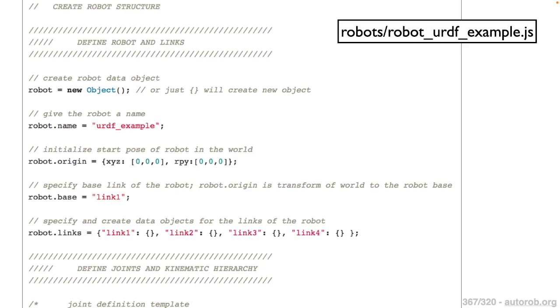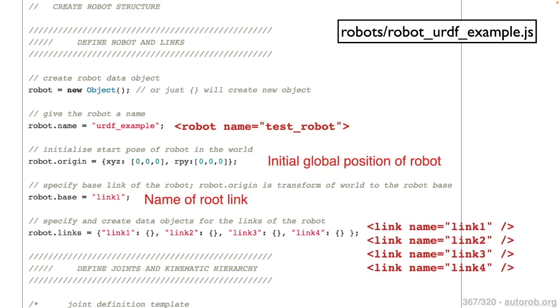Within this, you can see we define the robot name to be our URDF example, which corresponded in the XML format to the robot tag with the name test robot. We then define the initial global position of the robot. We define a base of the robot, which is our link 1, and then we have a set of links for this robot, which corresponded to the XML tags for each of the 4 links.